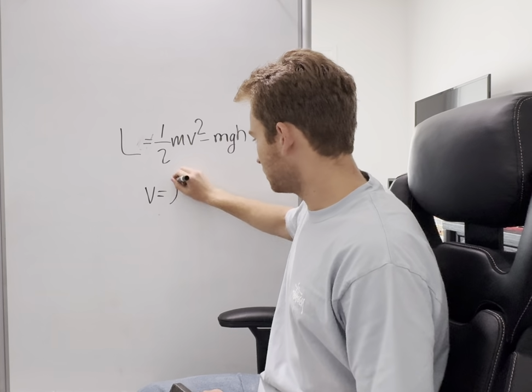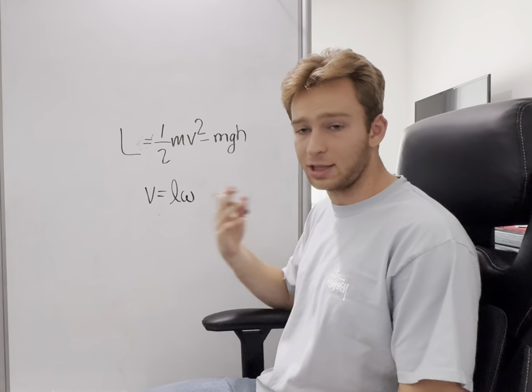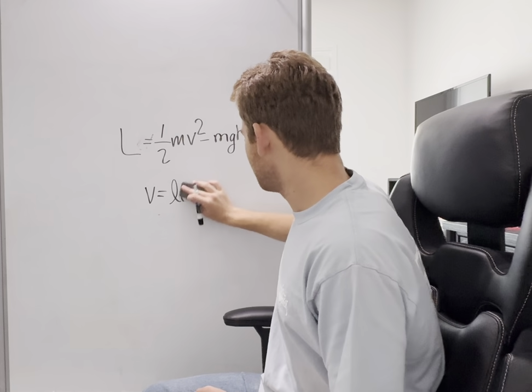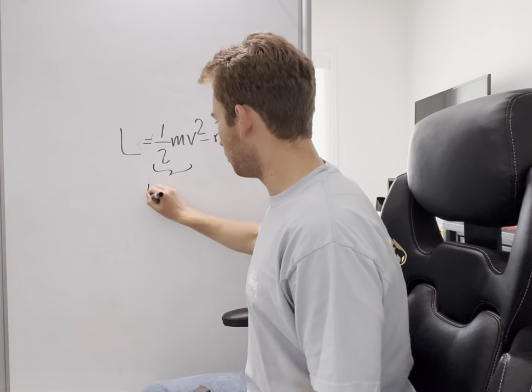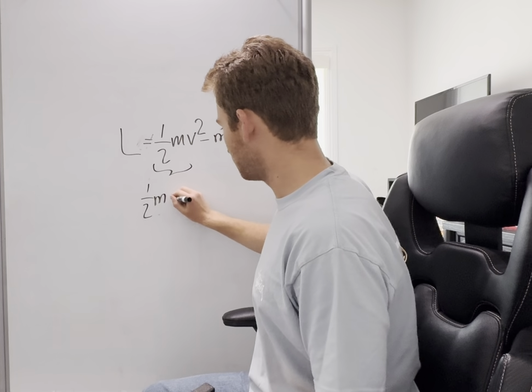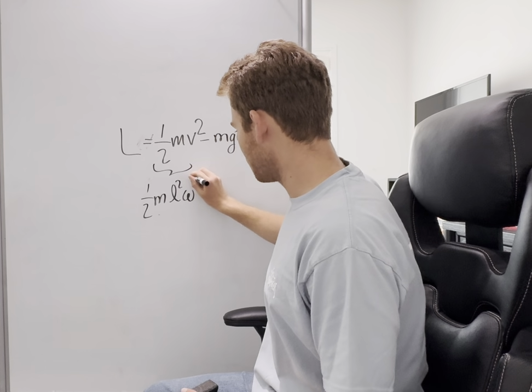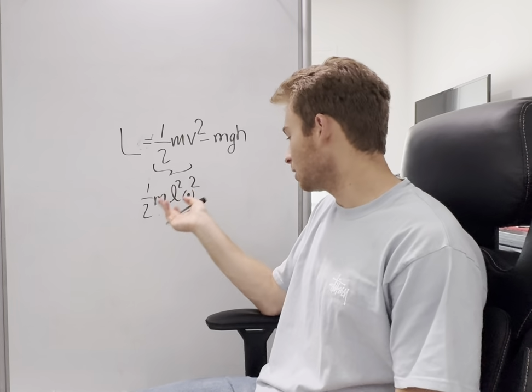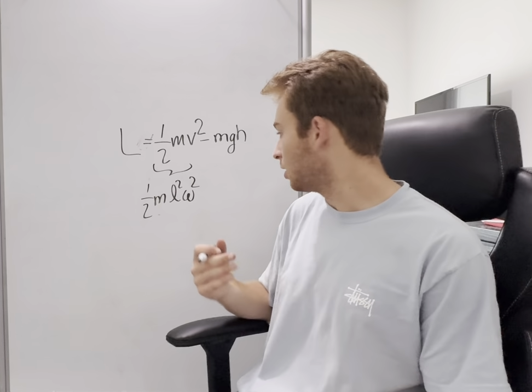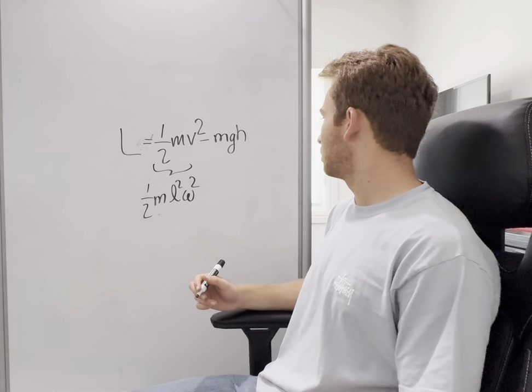v equals L omega. What is L? L is the length of the string in this case. And so this term is going to become 1/2 m L squared omega squared, because if you have (L omega) squared, since they are multiplied together, you can distribute the square and get L squared omega squared.